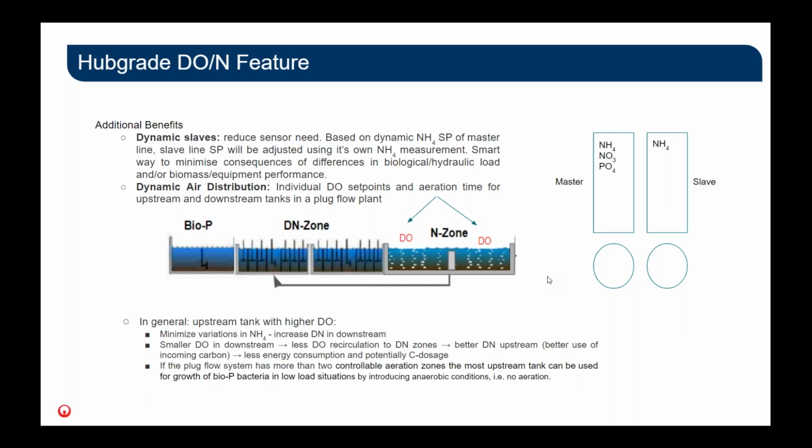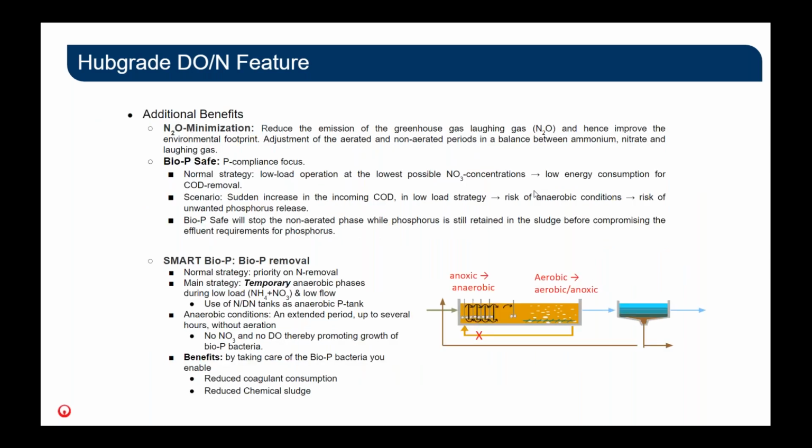If there are more than two controllable zones, that is a condition that is particularly well suited to incorporate some additional BioP into the system. Even if you have a system that's not designed to do biological phosphorus removal, the algorithm that we're working with here has tack-on features that allow you to realize BioP in systems where you hadn't necessarily designed for it. And that's another of the additional benefits.